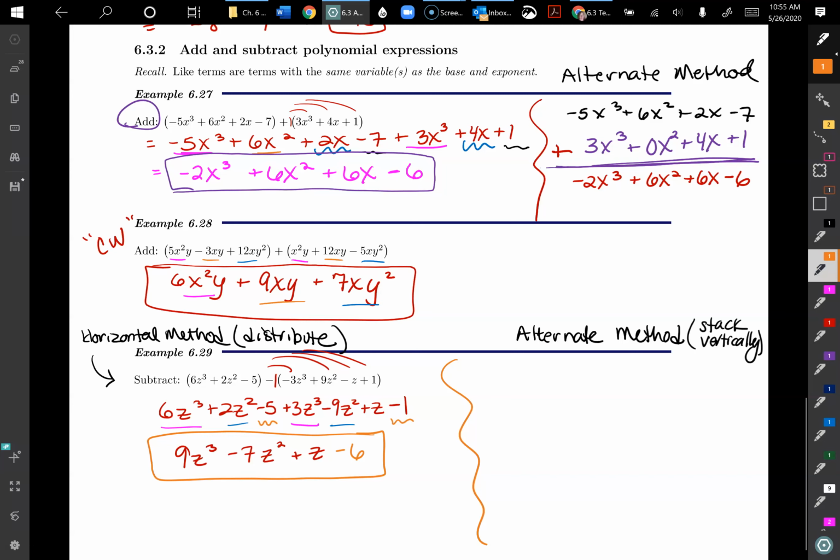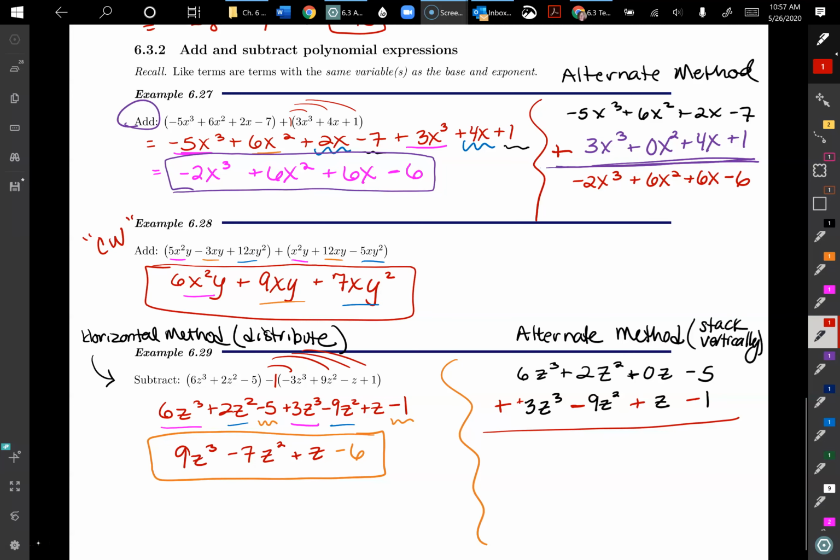Then I'm going to do the stacking method. I'm going to let you pause the video, try it on your own and see how you do, and I'll get that set up and you can check back. Okay, so I've just rewritten the first expression over here, but I left a placeholder there. I wrote in 0z, or you could just leave it blank. Then I changed all the signs, including the subtraction sign over here, to its opposite. So everything over here got opposite.